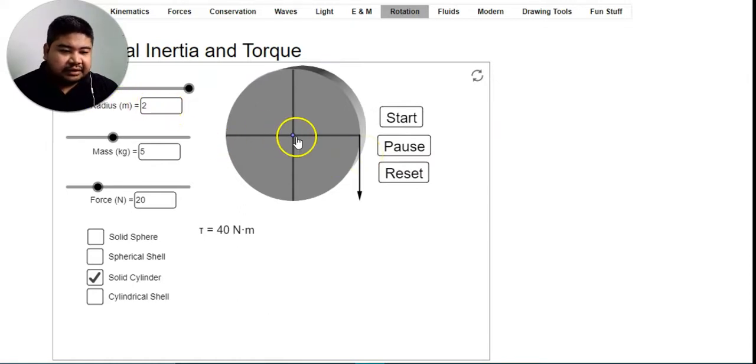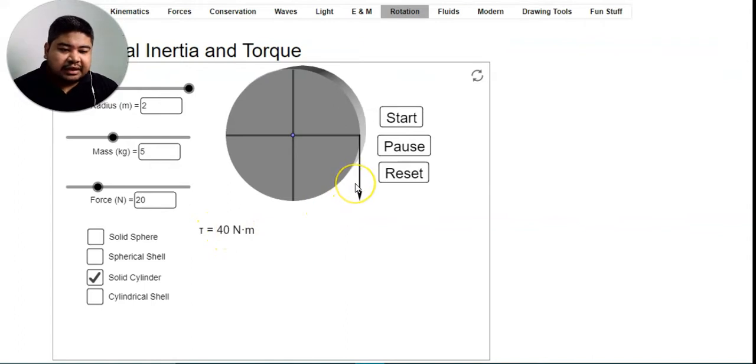From the center to the circumference of the disc is 2 meter, and the mass of the disc is 5 kilogram. Because we apply the force at the end of the disc, this is the torque, 40 Newton meter. The way we calculate the torque is we multiply the radius r, which is 2 meter, times the force, 20. So the torque that we apply to the system is 40 Newton meter.